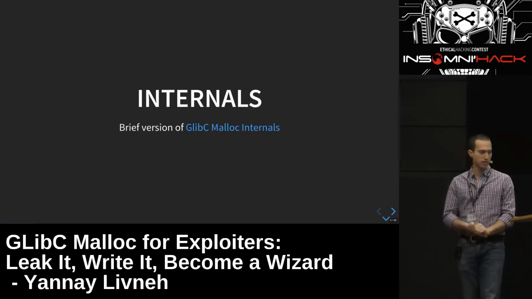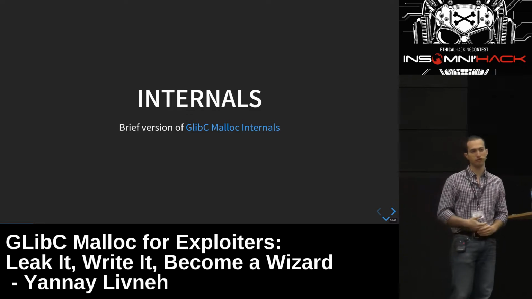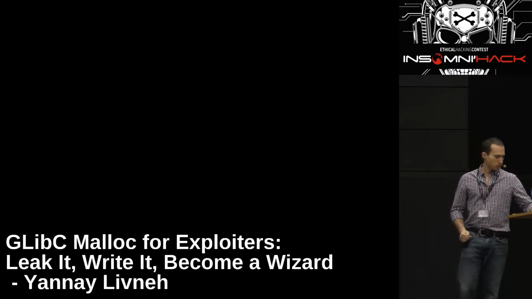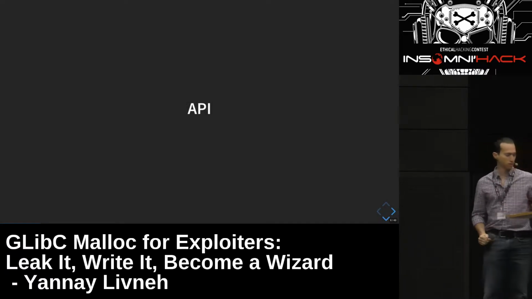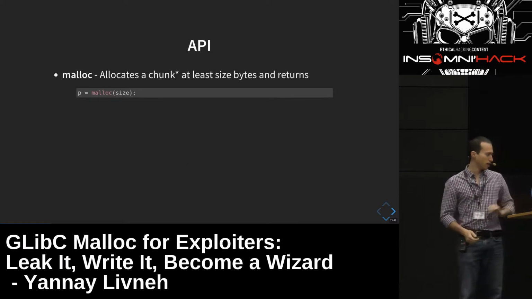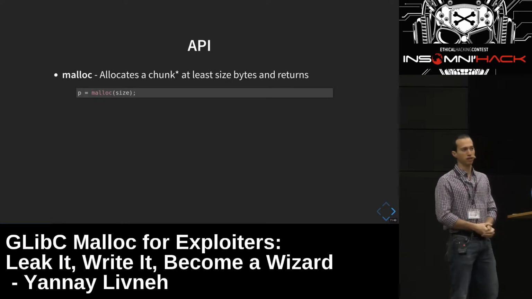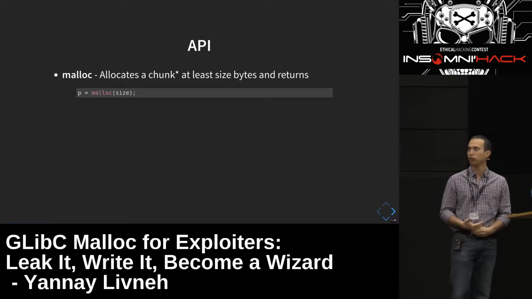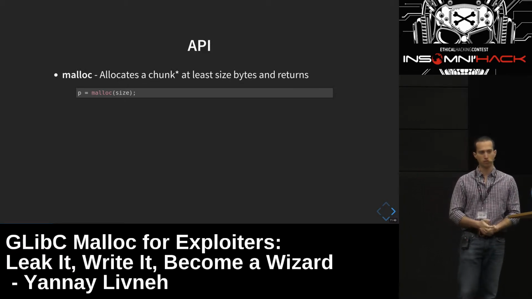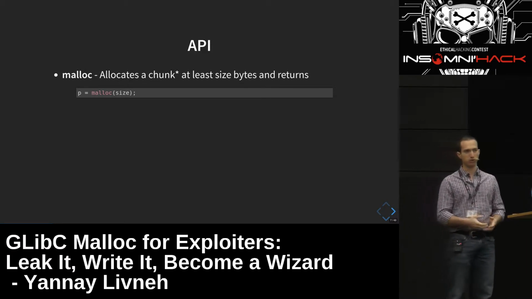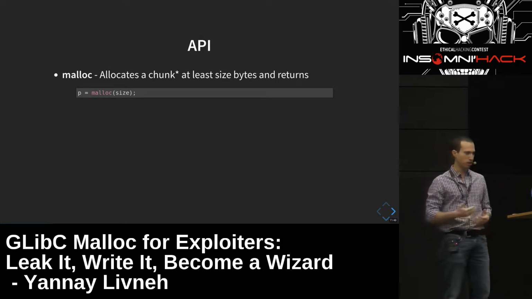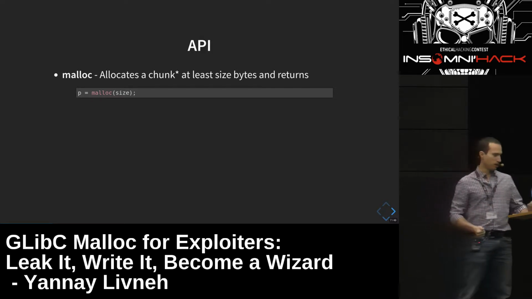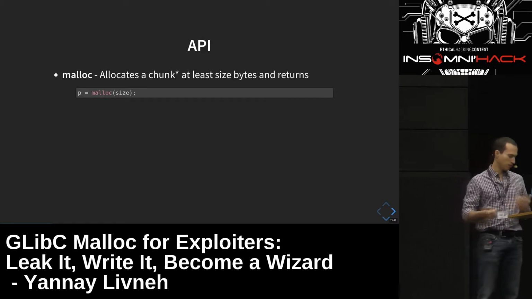So, internals. This is a brief version of GLibC Malloc internals. First we have the API, the Malloc API call. A user needs a place to store some data, so they request memory from the system. The user just says, hey system, I need memory of this size, and the system grants them a chunk of memory with at least the requested size. The user gets a pointer to this memory, and can write there and do whatever they want with it.